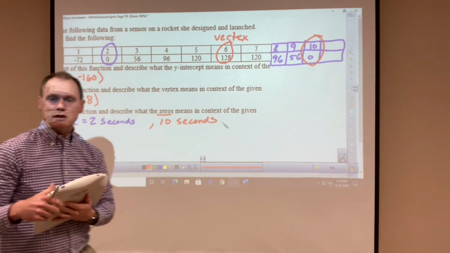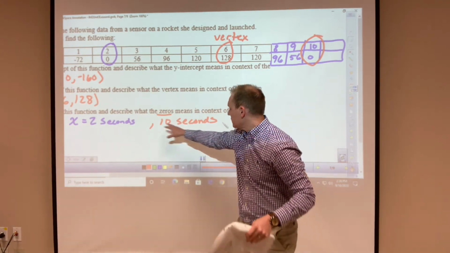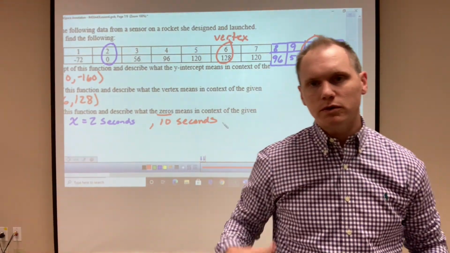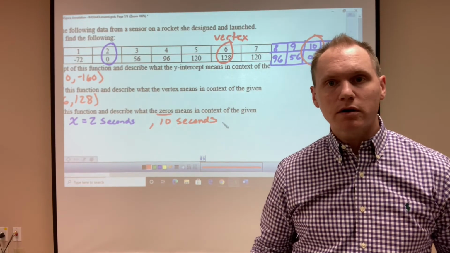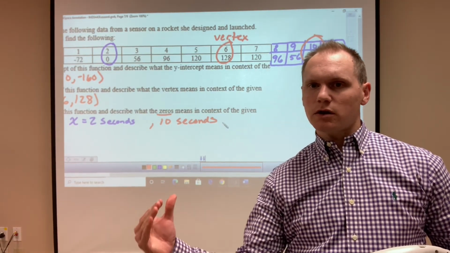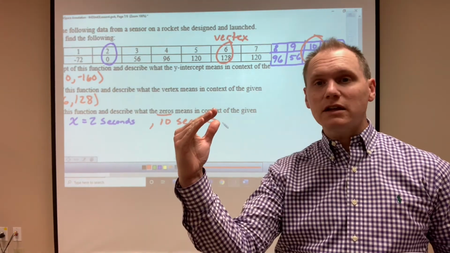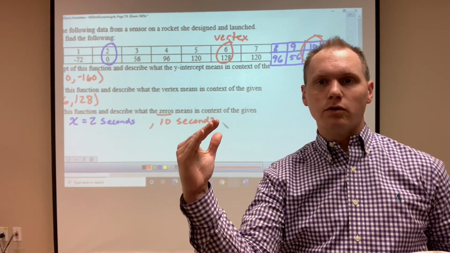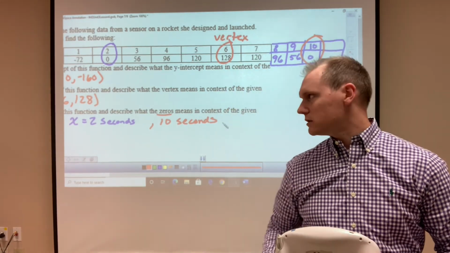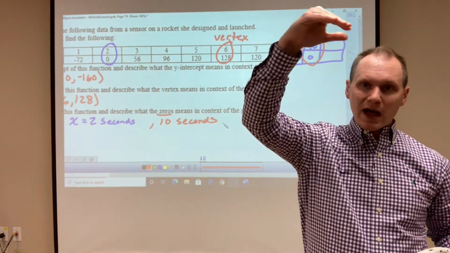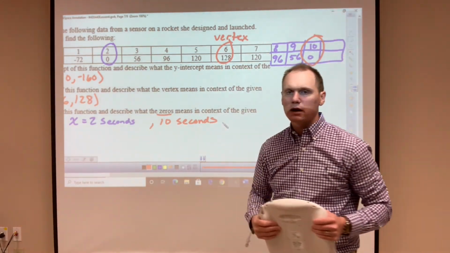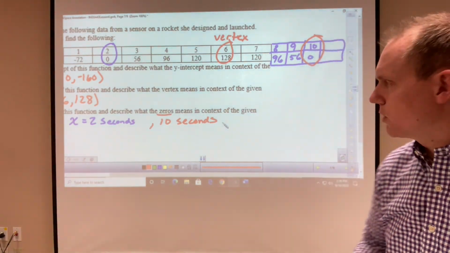In this case, both of these numbers actually mean something in our context. If we said earlier that it was launched from a bunker, then it goes up, and at 2 seconds is when it crosses through the ground level. So it comes out of the ground after 2 seconds, and then it goes up in the air, and then it comes back down after 10 seconds. So these actually both mean something in the context of this situation.